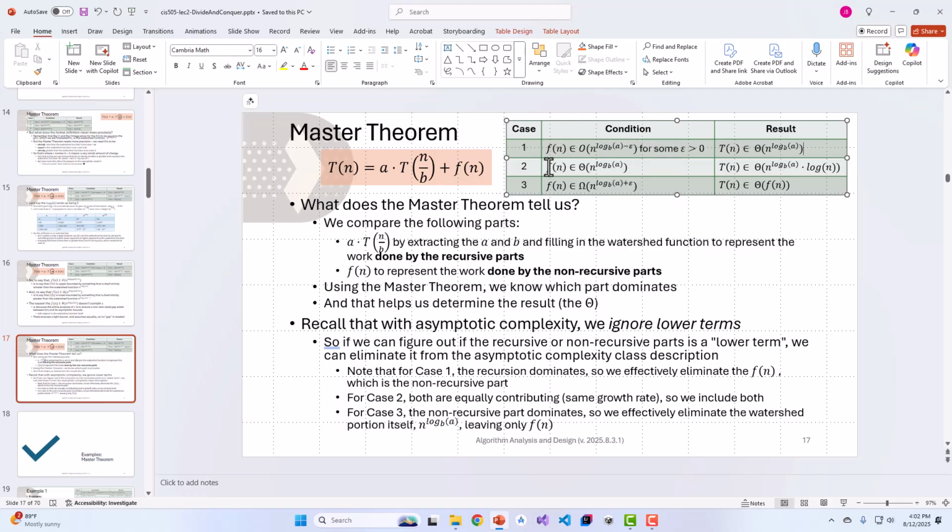Okay, so for case 2, both are equally contributing, so you include both, as I said earlier. And then for case 3, the non-recursive part dominates. Since the non-recursive part dominates, this would be the scenario where f of n is, say, n cubed, and the recursive part was maybe just n squared. So the n cubed dominates, so we are more interested in that, and that's the category we put this in: big theta of n cubed.